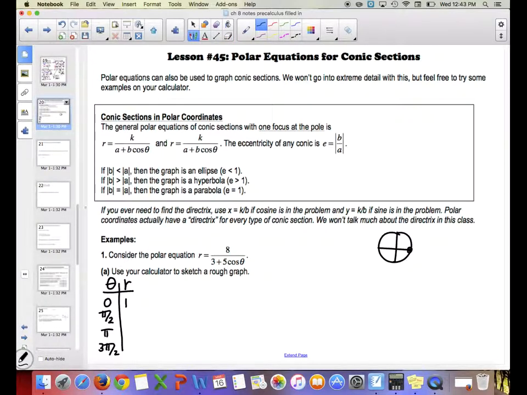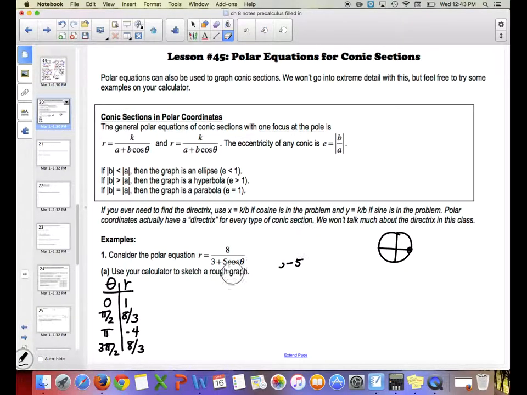Now if you plug in pi over 2, what's cosine of pi over 2? 0. That one's 0, right? So you have 8 over 3. So we're going to leave it as 8/3. How about pi? What's cosine of pi? -1, right? So you're going to have 8 over 3 minus 5. So 8 over -2 is -4, exactly. And then you're going to have 3 pi over 2. When you plug that in, you get 0 again. So you're back to 8/3.